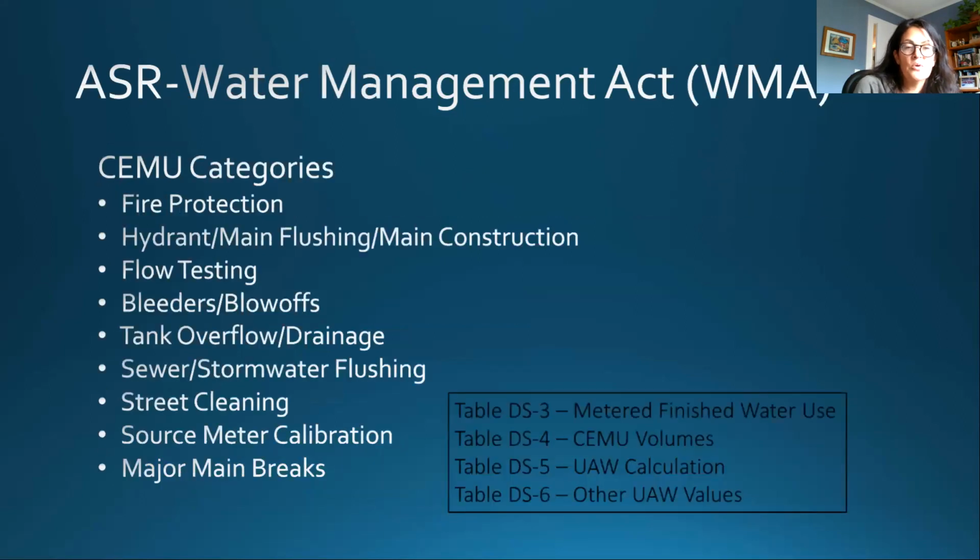So getting a little more into the CMU categories, there are 9 categories for CMU: confidentially estimated municipal use. The ones that people tend to have the most problems with are the source meter calibration and the major main breaks. I'm going to go through what we accept for backup documentation for each. And all this information can be found in the ASR instructions.